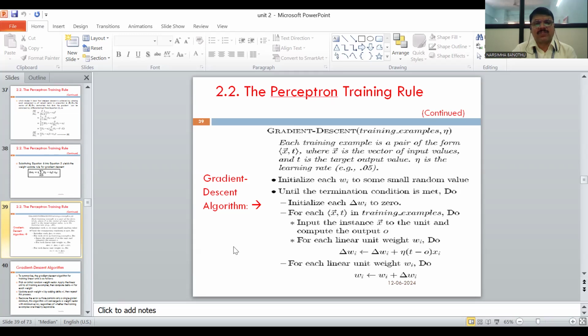Initialize each Wi to a small random value first. For each x comma t in training examples, do this: input the instance x to the unit and compute the output o. For each linear unit weight Wi, delta Wi tends to delta Wi plus eta into (t minus o) into xi, right? Then for each linear unit weight Wi, do Wi tends to Wi plus delta Wi.